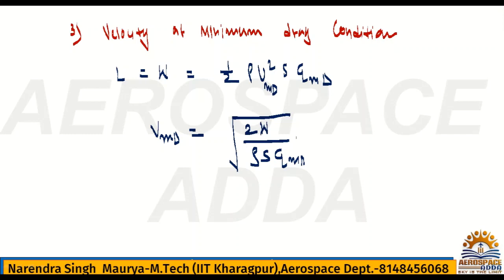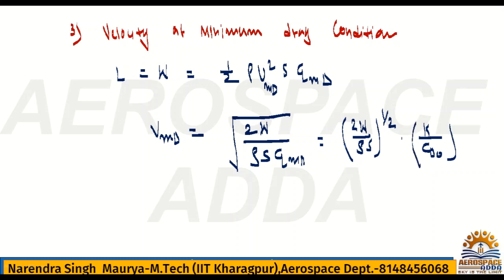All right. Rho S CLMD, that you can write. Again, if you want to break CLMD, you can break. It's your choice. You can write 2W divided by rho S to the whole power 1 by 2. And CLMD will be root of CD naught by K, so K will go in numerator divided by CD naught. But since it was in a root, double root you will have, so it will be 1 by 4. You can check by your own. This is the VMD.